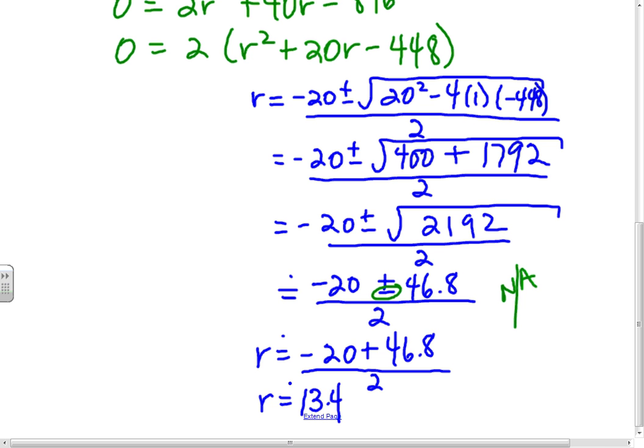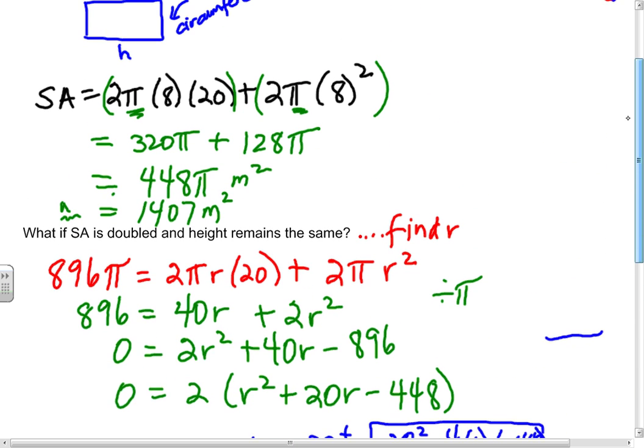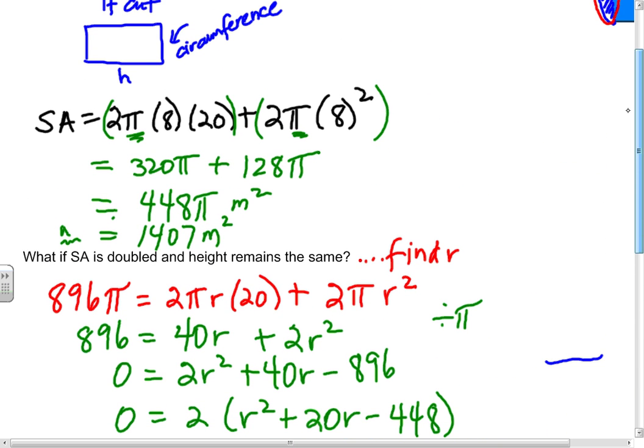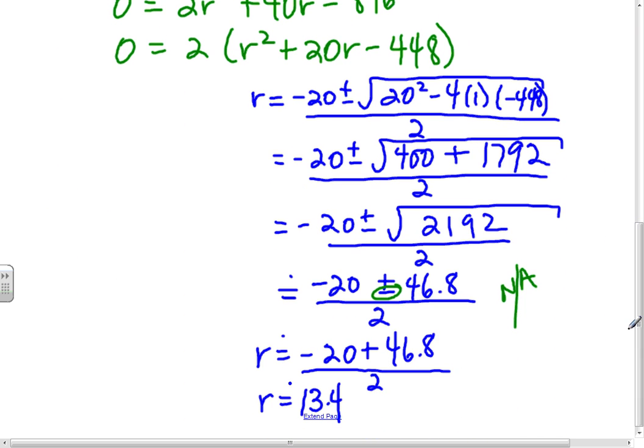If you have a radius of 13.4 as opposed to a radius of 8, does it make sense that our surface area will double? Yes, it is certainly reasonable. So we have solved for the radius.